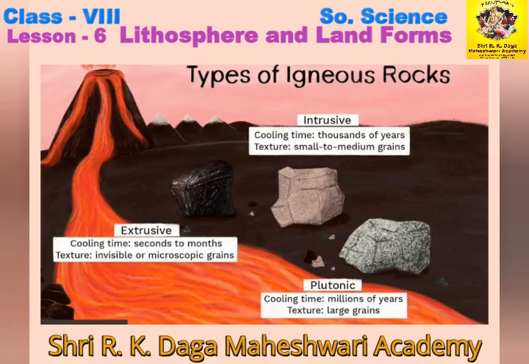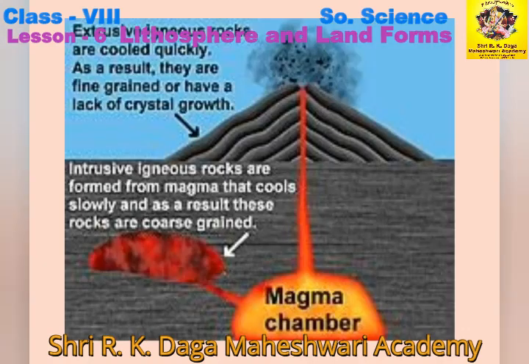Igneous rocks do not all cool the same way. Some cool slowly deep under the earth's surface. These are called intrusive igneous rocks. Granite is an example of a rock that cools slowly and has large crystals. Now, the second type of igneous rock is extrusive rock. These rocks form when the magma erupts from a volcano or reaches the surface of earth through long cracks. And magma is called lava when it reaches the earth's surface.